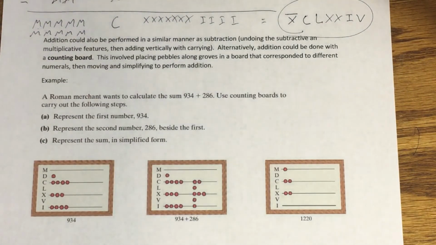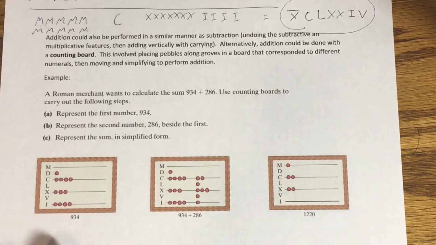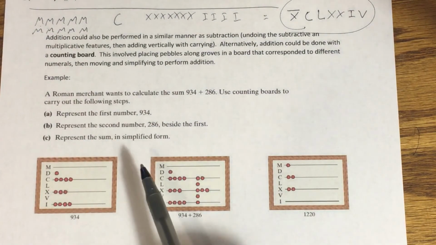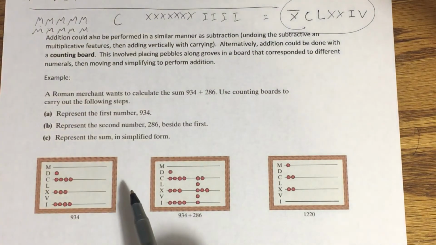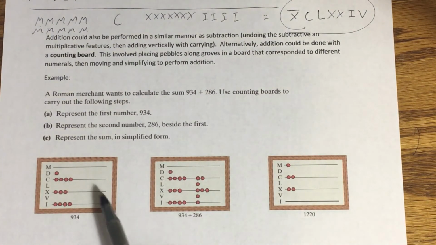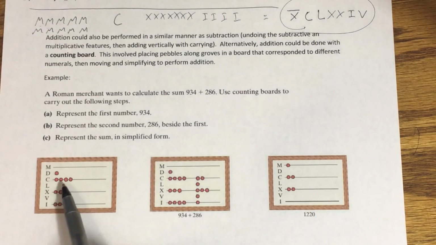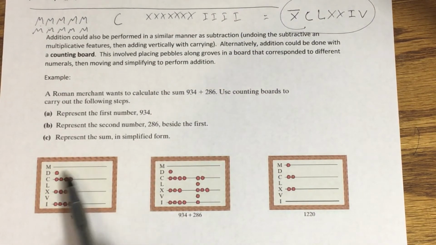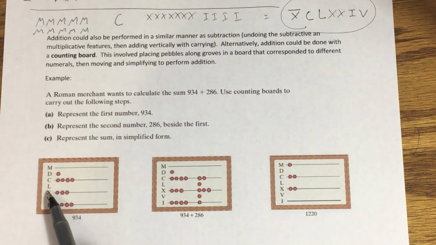But instead of showing you an example like that, I'm going to finish things up with an example that appears in the book, because this also introduces some of the technology, if you want to call it that, that Roman merchants would use for addition. They used something called a counting board. And so the idea of a counting board is you represent numbers using little pebbles on a board that has these long grooves next to symbols that are meant to represent.